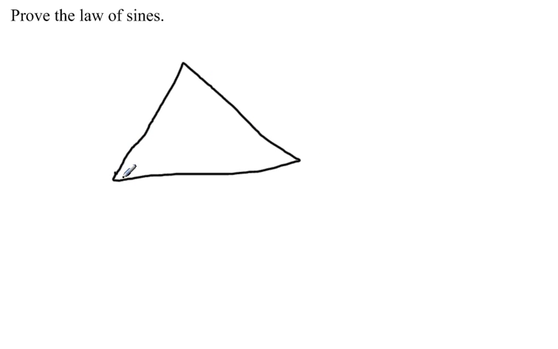Prove the law of sines. Well, the law of sines, we can prove it by starting with a triangle that we're going to label A, B, and C. And remember, we use capital letters for the vertices of this triangle, and we use small letters to label the sides of this triangle, a, b, and c.